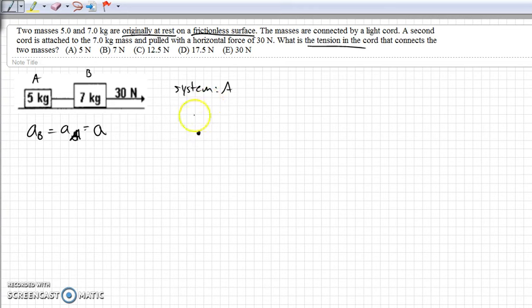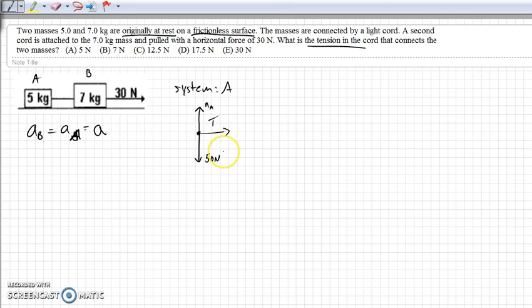So let's start by thinking about system A and the three interactions that it has. It would have a weight force down, 5 kilograms times the acceleration due to gravity, 10 meters per second squared, so that would be 50 newtons. Then there is going to be some force of support up, we'll call it N sub A, and some tension forward. Now that's what we're looking for, so let's call it T.